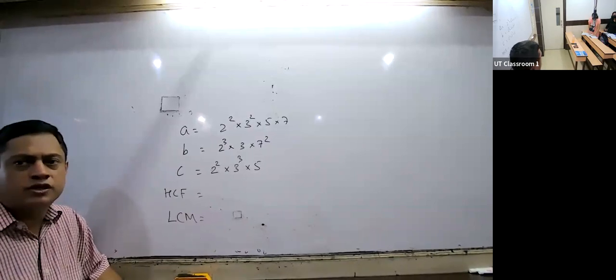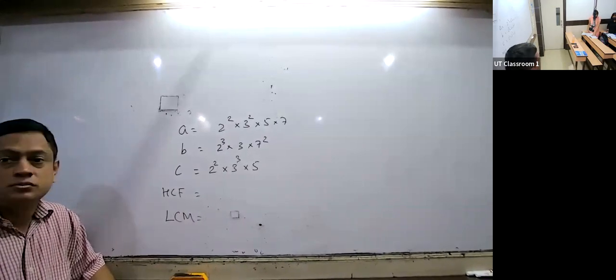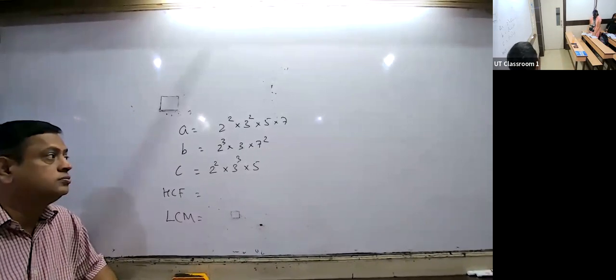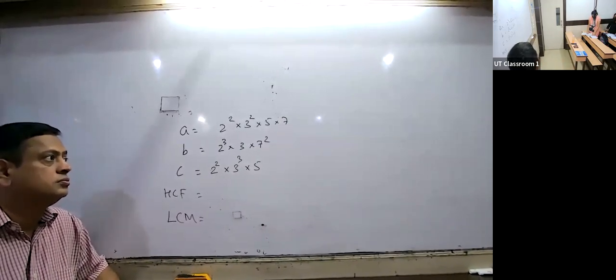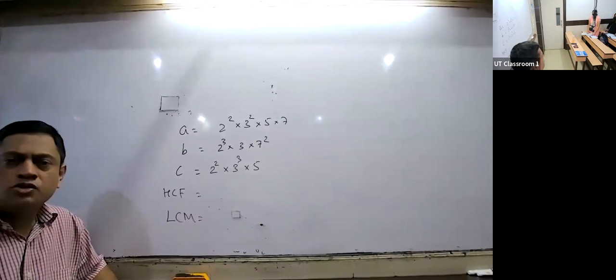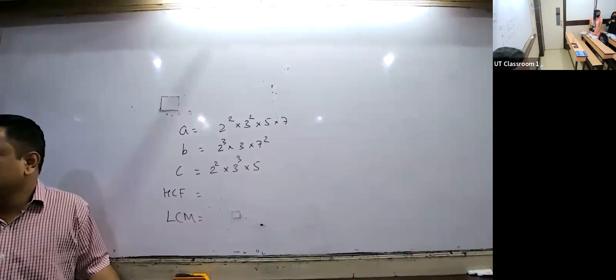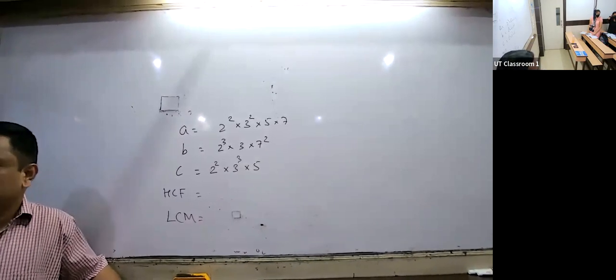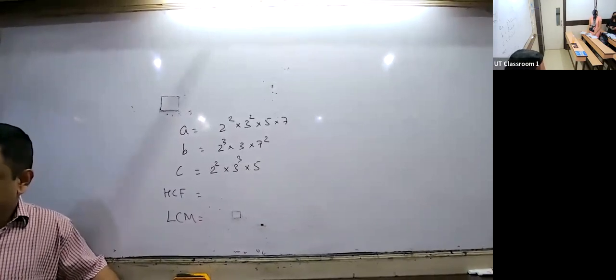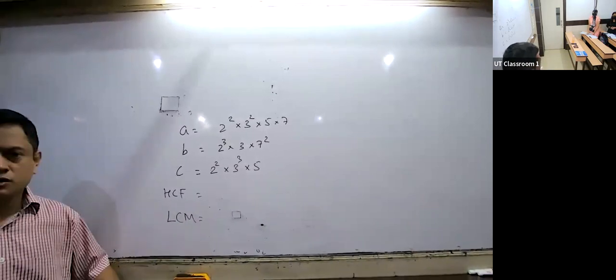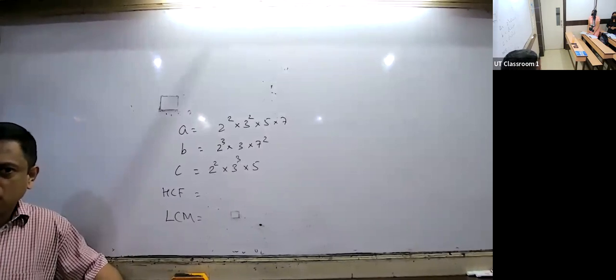Yes, what is the value of HCF we got? 2 square into 3. What is the value of LCM we got? 2 cube into 3 cube into 5 into 7 square. To write this, how much time did you people need? Did I tell you to change the language? What did I tell? You write in the factors only. Did I ask you to multiply?